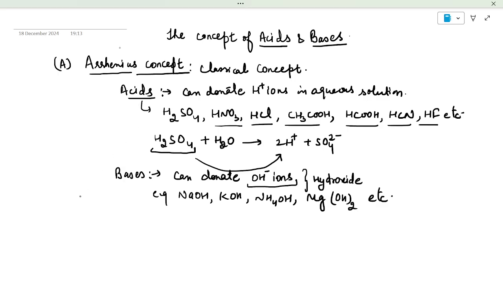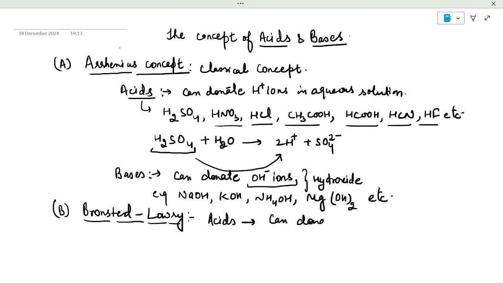Let us begin with the second concept now. The second concept was given by Bronsted and Lowry. Both were two different scientists. They again gave definitions of acids and bases, and according to them, an acid is something which can donate a proton. Now what is a proton? They called H positive a proton. Why? Because in an H positive ion there is just one proton present. So they named hydrogen ions as protons.